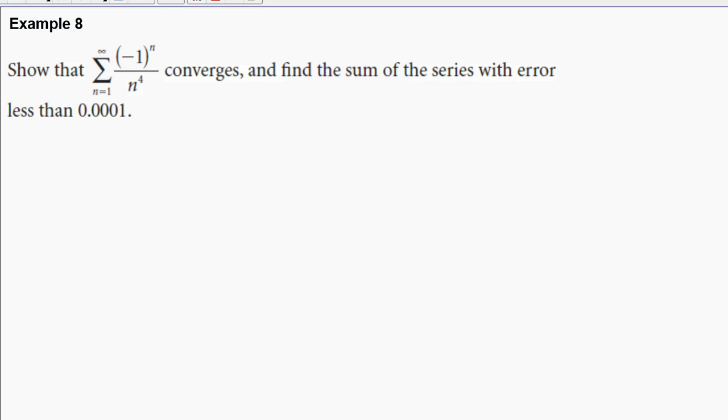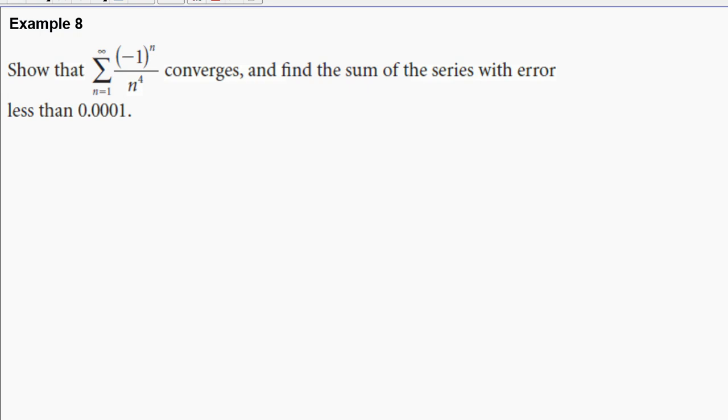I'm going to move to example 8. Now, show that this alternating series converges and find the sum of the series with error less than 0.0001. So that is about 3 decimal places. So our cutoff point is after 3 decimal places. Our answer, the sum of the series, should be accurate to 3 decimal places.